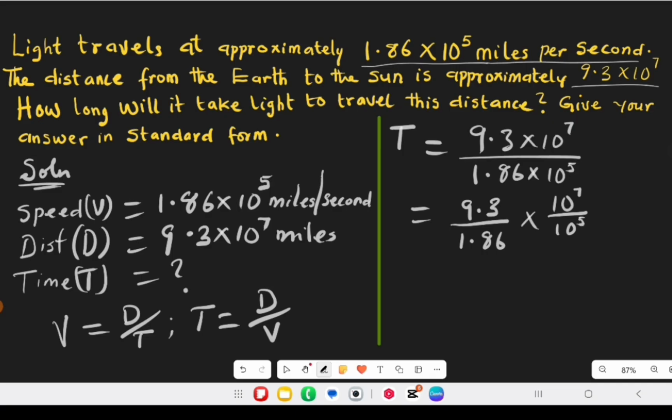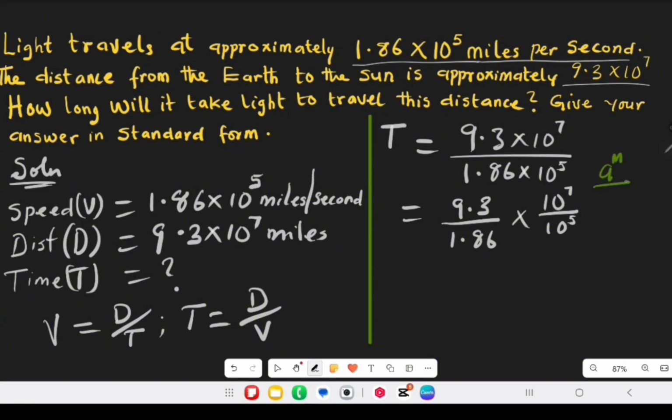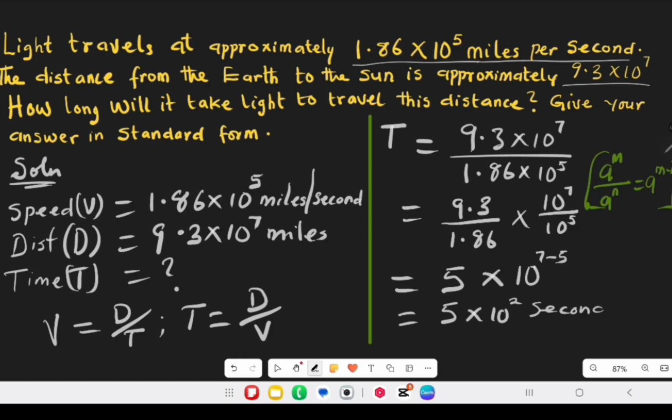If we apply the division law of indices, where we have a raised to the power of m all over a raised to the power of n is equal to a raised to the power of m minus n, we apply it here. That is equal to 9.3 divided by 1.86, which gives us 5, times 10 raised to the power of 7 minus 5. Finally, this will give us 5 times 10 raised to the power of 2 seconds. Always remember to put the unit. This is our final answer.